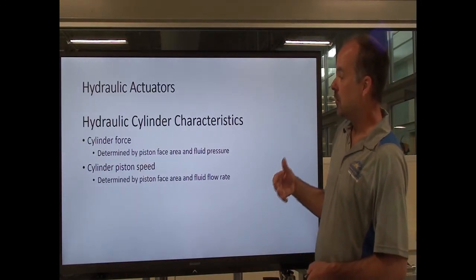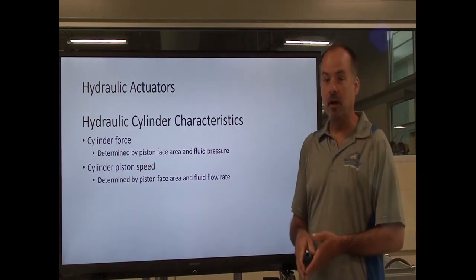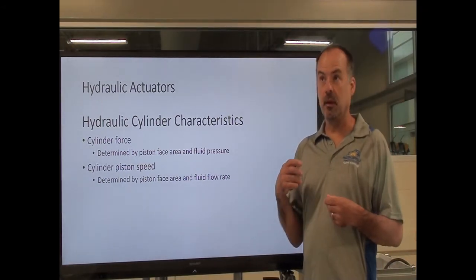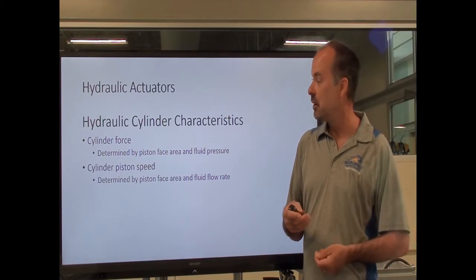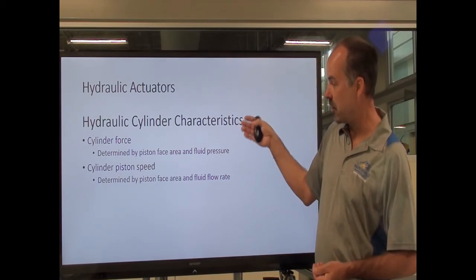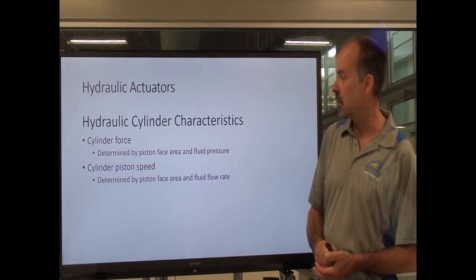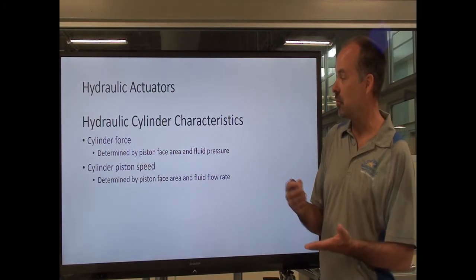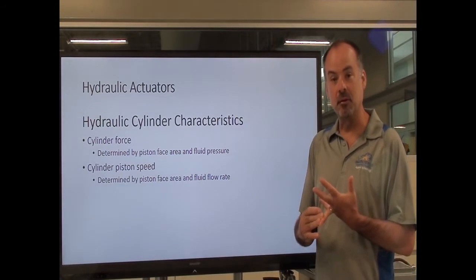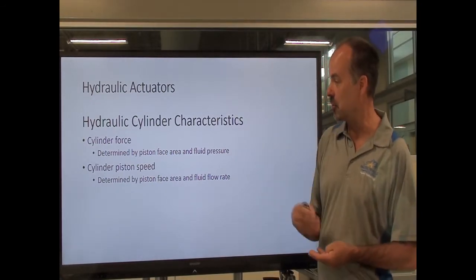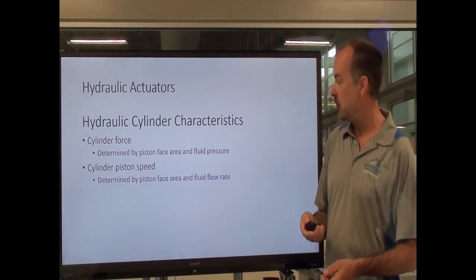So as we said before, a hydraulic actuator actually creates work, or you can create force on an object. So there are two main characteristics of a cylinder: one, how much force can that cylinder apply, and how fast is it going to apply it? How fast is that cylinder going to move? And there are calculations for those.